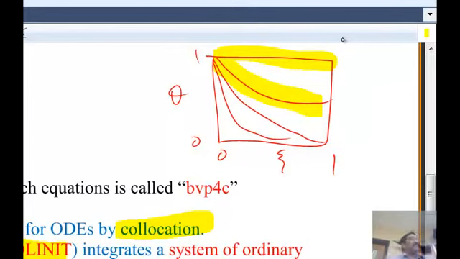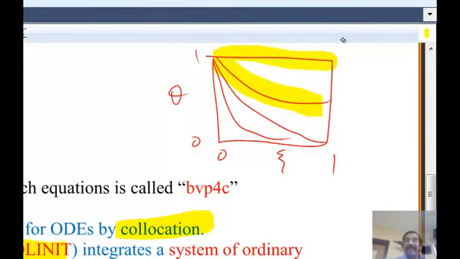So it will take that and then it will try to deform that function in such a way that it satisfies your differential equation and your boundary conditions. So the third argument is some initial profile. So we need to see how to build all these three.